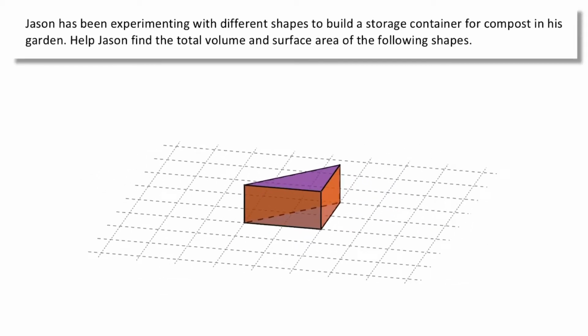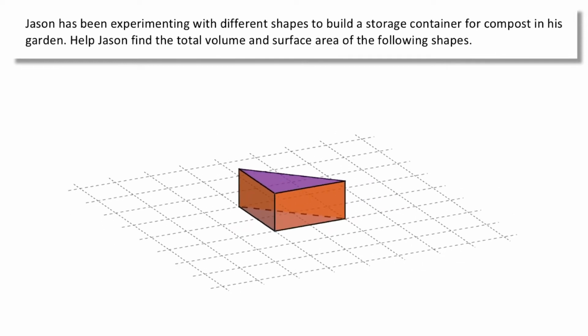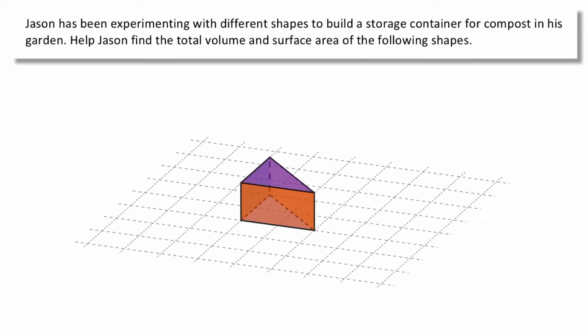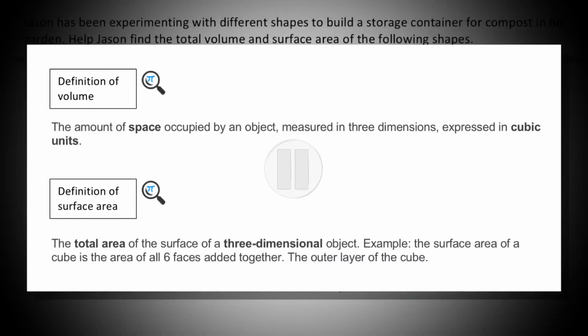Jason has been experimenting with different shapes to build a storage container for compost in his garden. Help Jason find the total volume and surface area of the following shapes.